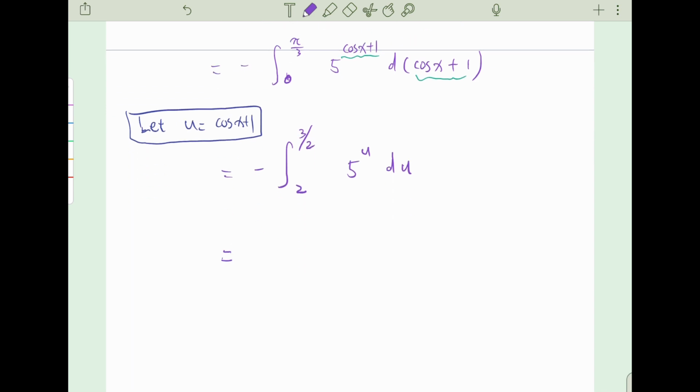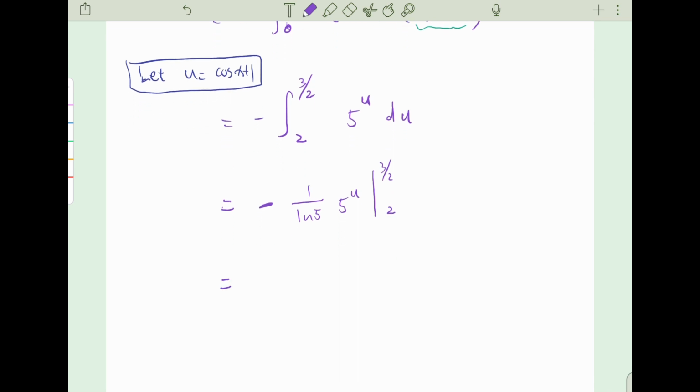So with this, I apply the formula. That becomes negative. The integral of this is 1 over ln 5 times 5 to the u, right? And with the upper bound 3/2 and lower bound 2, the final answer is 25 minus 5 square root of 5 divided by ln 5.